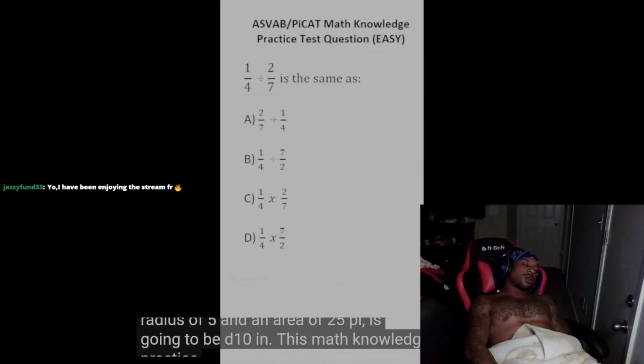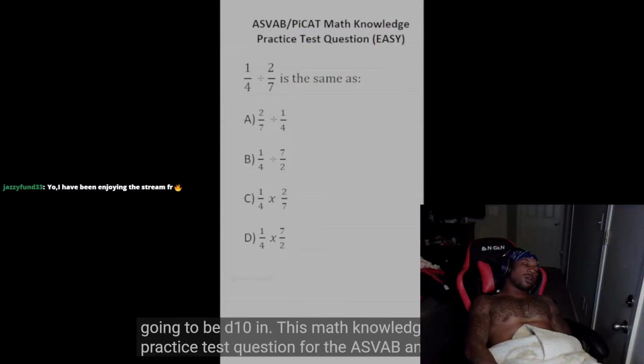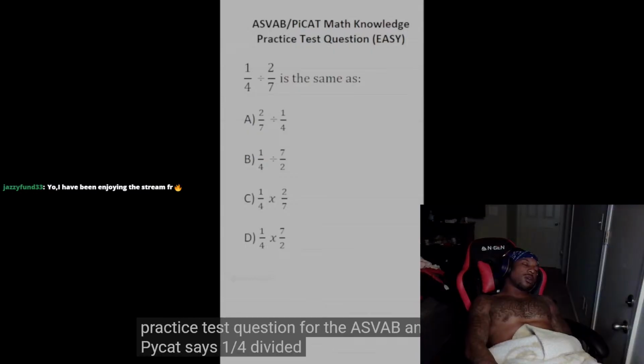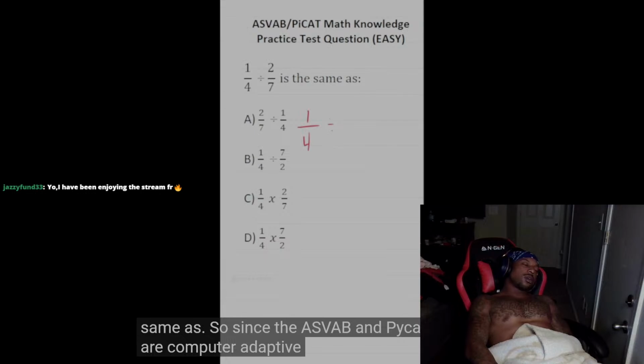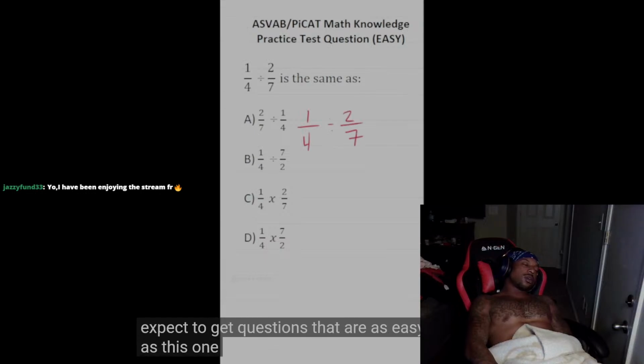This math knowledge practice test question for the ASVAB and PiCAT says 1/4 divided by 2/7 is the same as. Since the ASVAB and PiCAT are computer adaptive tests, you should expect to get questions that are as easy as this one in the very beginning of the test. In order to get to the harder questions and ultimately a high score on the test, you have to be able to answer these easy questions correctly.